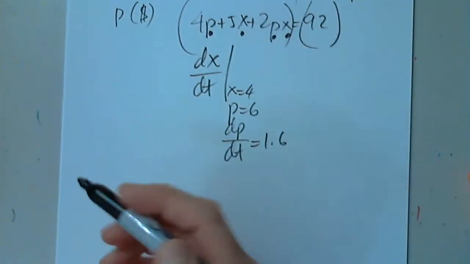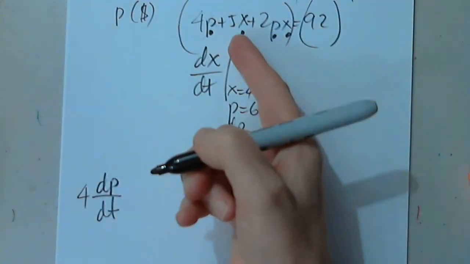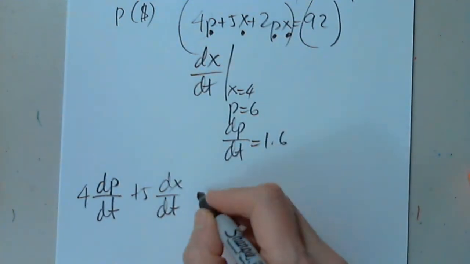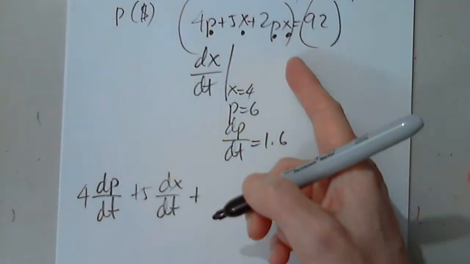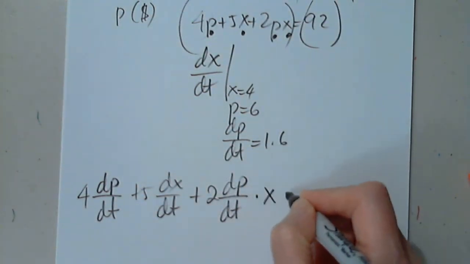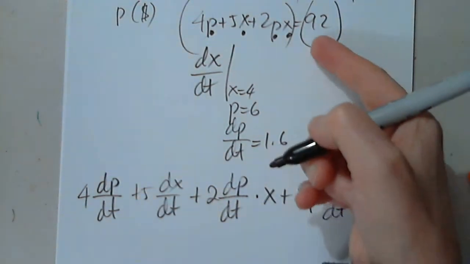So when I differentiate this, I have 4 dp over dt. When I differentiate this, I have 5 dx over dt. When I differentiate this, I have to be very careful because p and x are both functions of time. So 2 dp over dt times x plus 2p dx over dt equals 0.